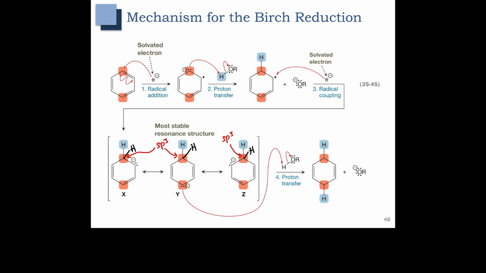sp3 hybridized carbons are great at stabilizing cations, but they have exactly the opposite effect at anions. You have all these nearby carbon-hydrogen bonds, and those are electron rich, and so the negative charge wants to move as far away from that electron rich carbon as possible.